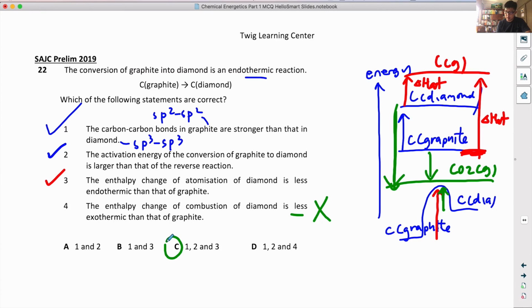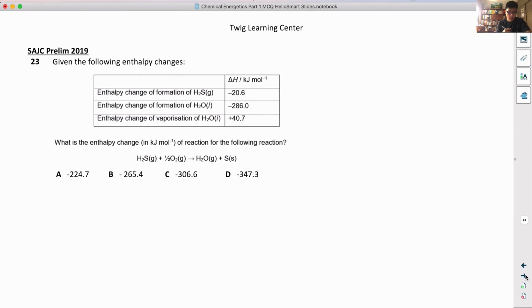Okay, 23. What's the enthalpy change of the following reaction? It's again all about Hess's law. Once you practice sufficiently, I think you should be fine. This MCQ actually gives you lots of practice by now.